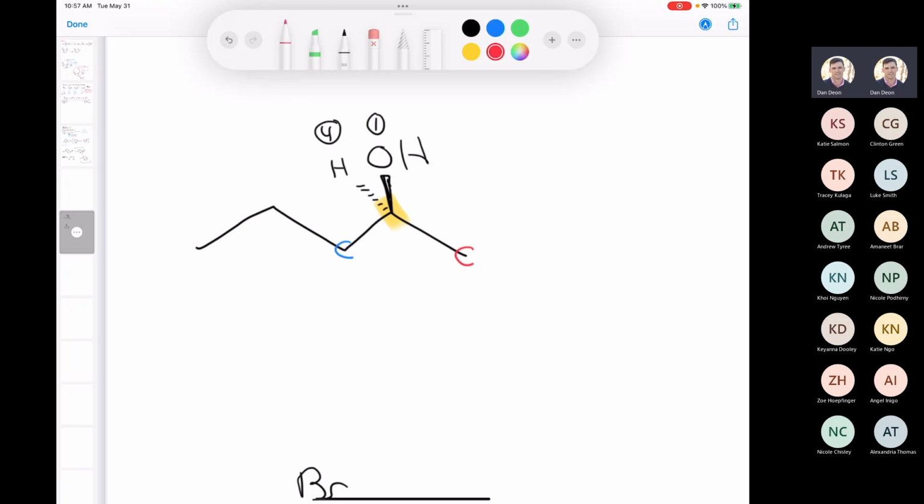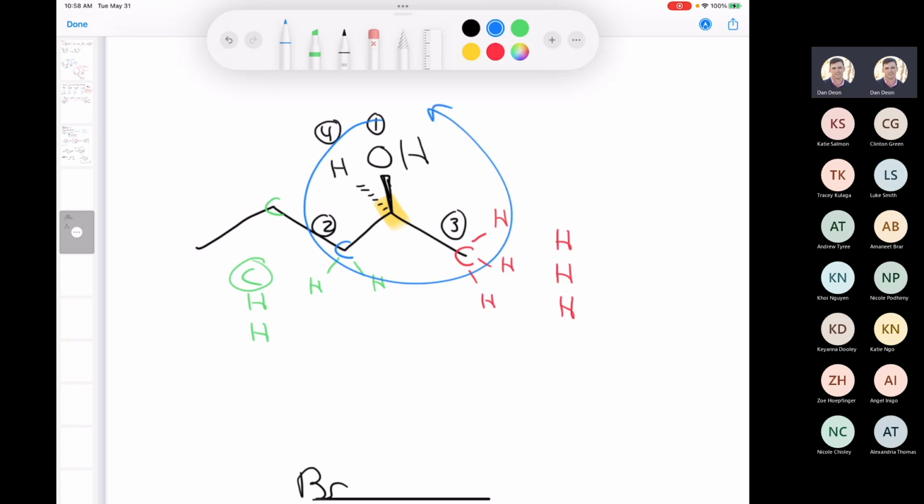What's the carbon in red attached to? It's attached to 1, 2, 3 hydrogens. Therefore, it's attached to H, H, H. But the carbon in blue is attached to this carbon and these two hydrogens, so it's attached to carbon, hydrogen, hydrogen. Here's my tiebreaker, the carbon. Therefore, this is going to be group number 2, and this would be group number 3. So I follow from 1 to 2 to 3, which is counterclockwise. My hydrogen is going in the back. Therefore, this is S. Great.